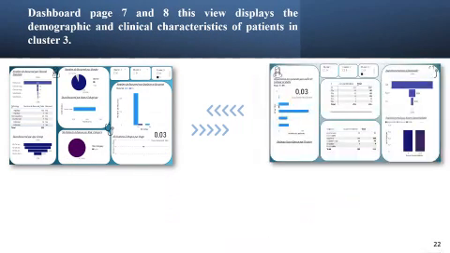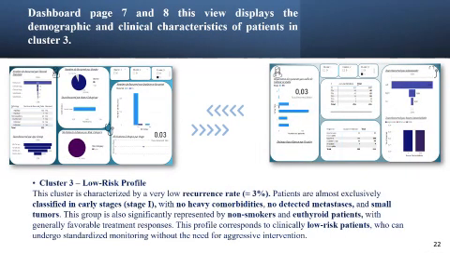Cluster 3 shows a very low recurrence rate, around 3%. Patients are mainly in early stages with no major comorbidities, no metastasis, and small tumors. They are mostly non-smokers and of average weight, with favorable treatment outcomes. This cluster corresponds to a low-risk profile, requiring only standard monitoring.